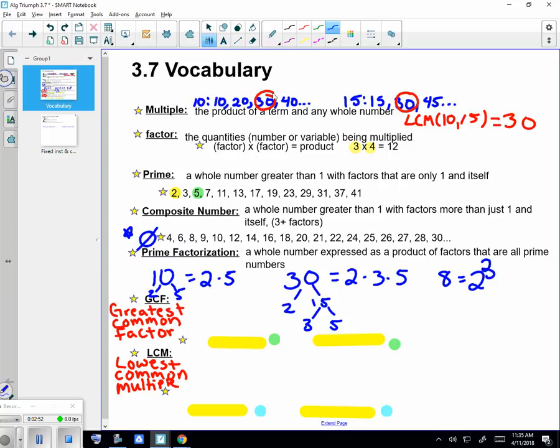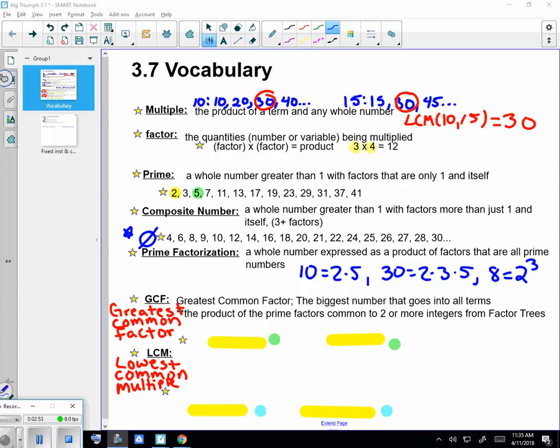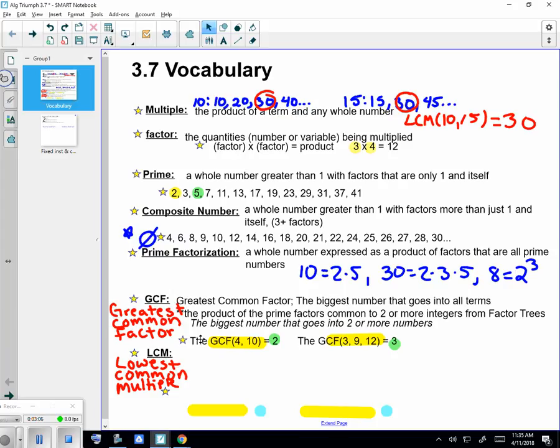Finally, we're going to move on to 2 new terms. The GCF, or greatest common factor, is the biggest number that goes into all terms. The product of the prime factors common to 2 or more integers from factor trees is how we use this. The biggest number that goes into 2 or more numbers. We've done a lot of these. The greatest common factor of 4 and 10 is 2. The GCF of 3, 9, 12 is 3.